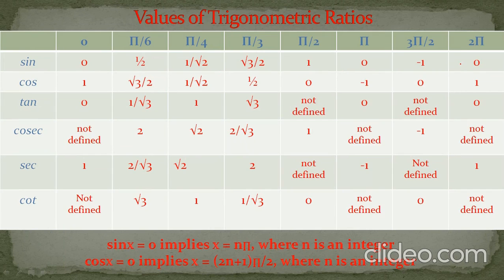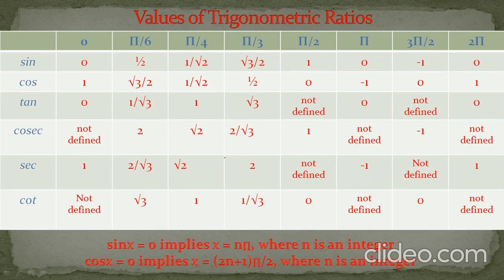So sine 0 is 0, so sin 2 pi will also be 0. Cos 2 pi is equal to 1, same as cos 0. Tan 2 pi will be equal to tan 0, that is 0. Cosec 2 pi will be cosec 0, that is not defined. Secant 2 pi will again be secant 0, that is 1. And cot 2 pi will again be cot 0, that is not defined. So this was all about values of trigonometric ratios on different angles.